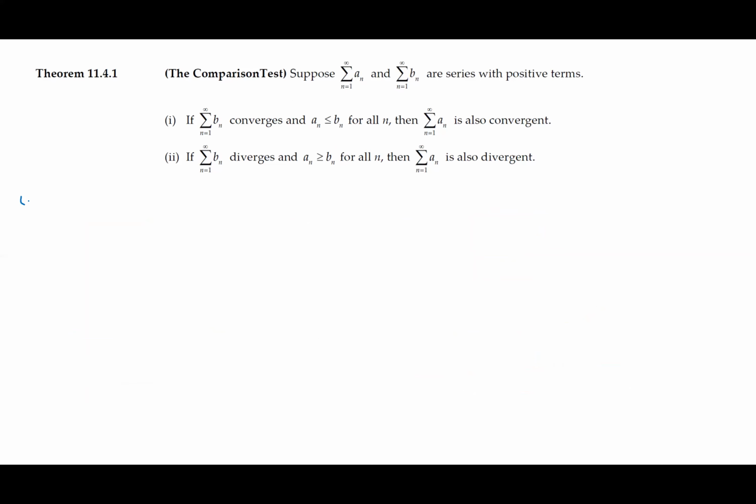So the first one. This is my proof. We're going to start with the first case. I need to get my hands on these partial sums. So I'm going to let Sn be the partial sums for my AN series, and then Tn be the partial sum for my B series. Now, any guesses where we're going to go with this?